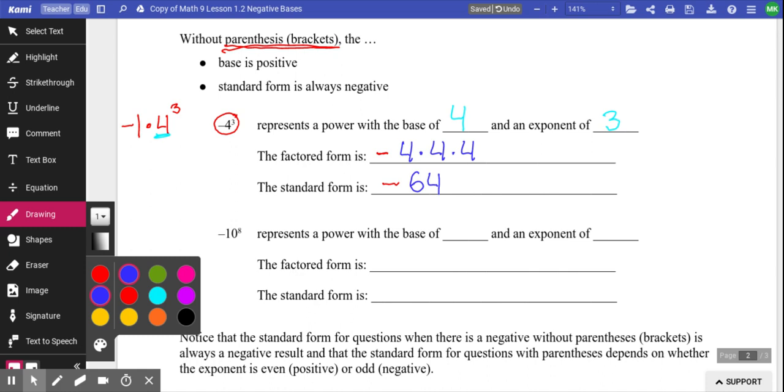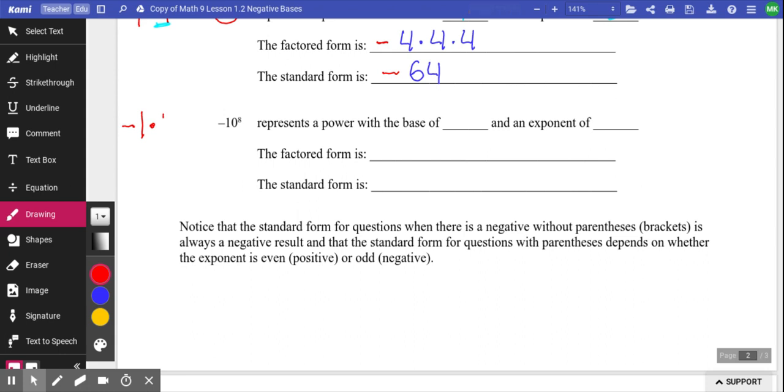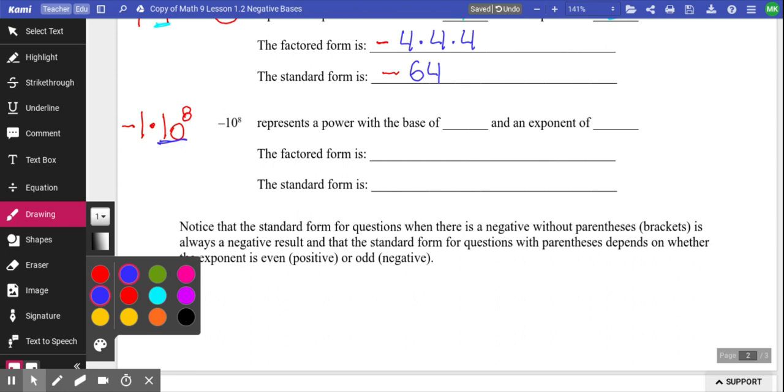Awesome, we'll do another one like that. So if you look at the next question, we have -10 to the power of 8. There's no brackets. Because there's no brackets, this is really -1 times 10 to the power of 8. That's really what's happening here. The negative is its own thing. The base to this is just 10, and the exponent is 8.